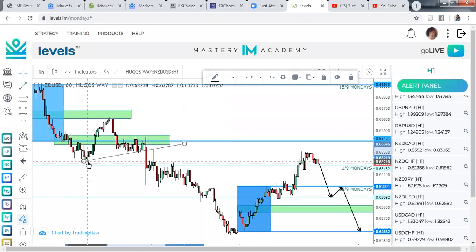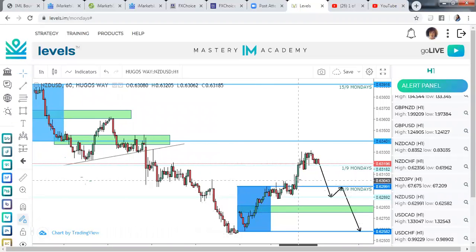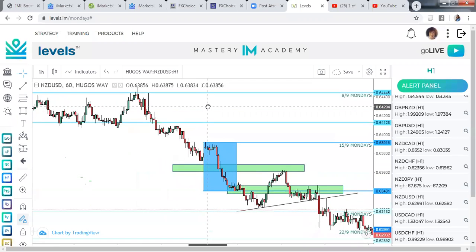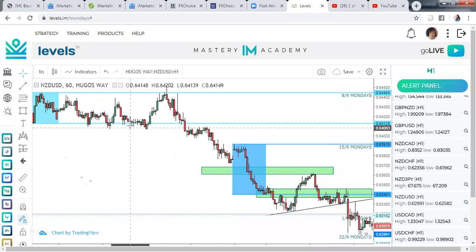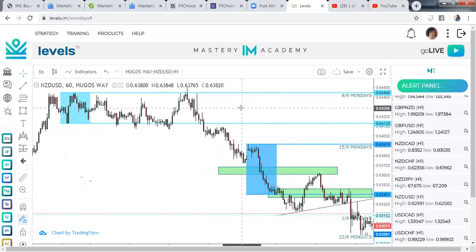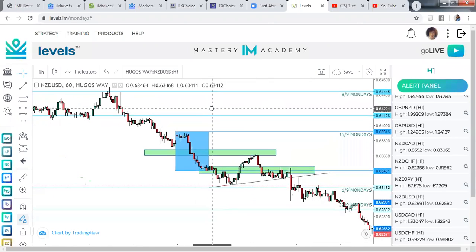Head and shoulder. You got the left shoulder here, the head, the right shoulder, and then it bought. Market always creates head and shoulder patterns. Left shoulder, head, right shoulder, sold. It can come in any form.